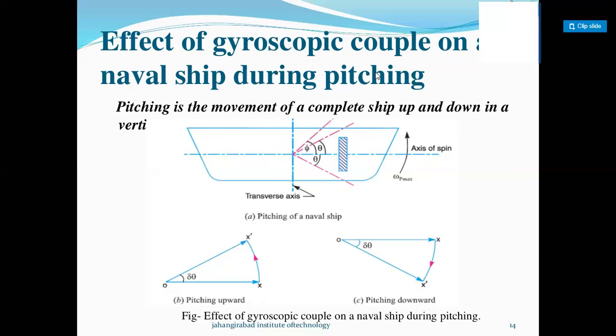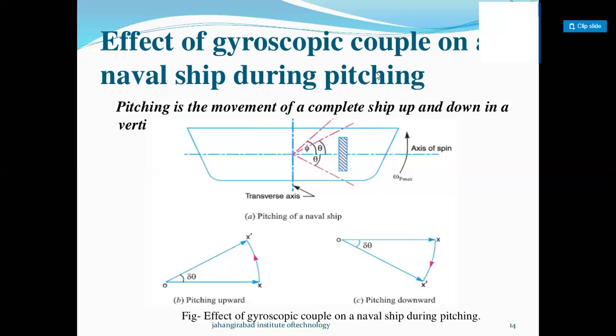The reaction couple is in the clockwise direction, which tends to move the ship towards the right side. However, when the ship pitches down, the direction of the reaction couple is reversed and the ship turns toward the left side, right? So for both cases, the ship makes two different kinds of turn, to the right side and the left side. Similarly, for the anti-clockwise direction of the rotor viewed from the rear end of the ship, the analysis may be done, right? And the analysis changes the direction of the ship.